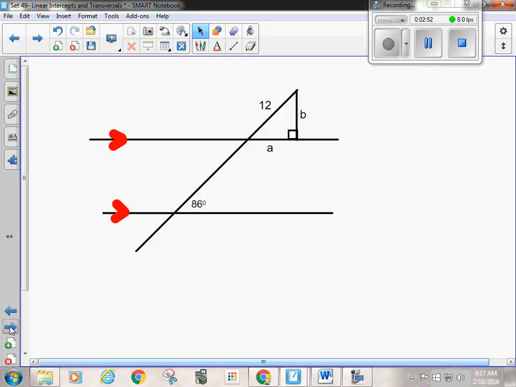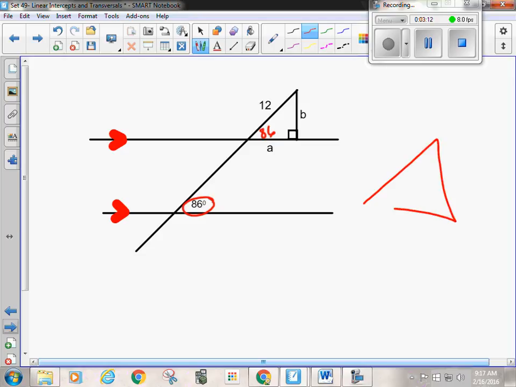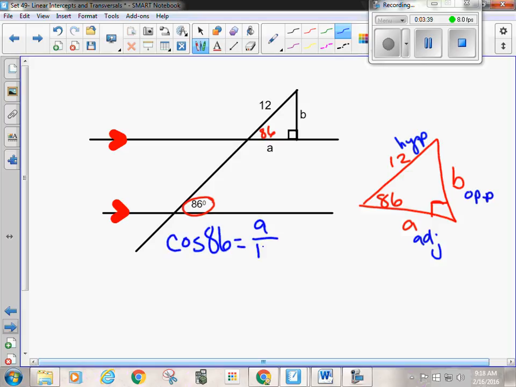We have two parallel lines as marked by the red arrows. And we are going to solve for A and B using just the information we're given. Now, we see the angle 86 down here. Using our knowledge about corresponding angles, I can put an 86 up here. So now I'm looking at this right triangle, excuse my drawing, 12, B, and A, and now I can use my trig functions, and I can go ahead and find A and B. Looking at this triangle, my A is my adjacent, my B is my opposite, and my 12 is my hypotenuse.